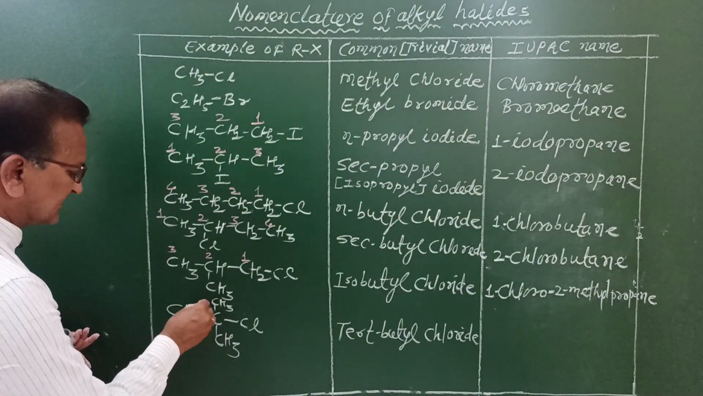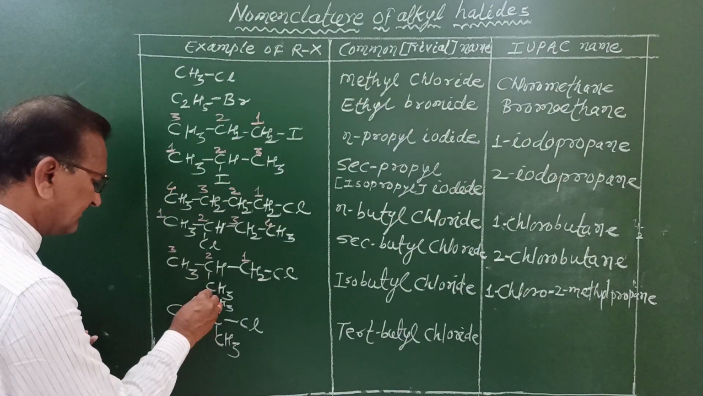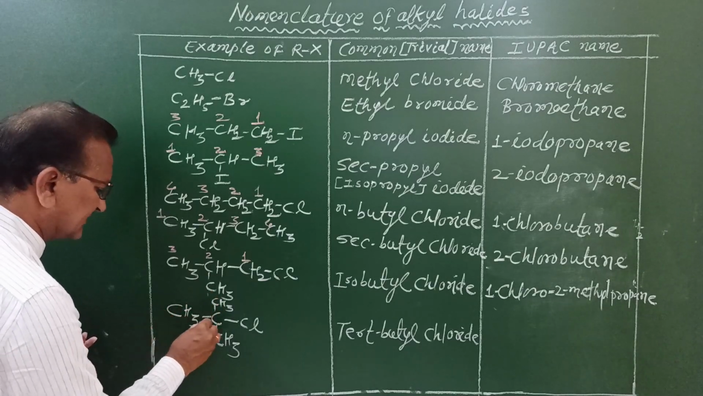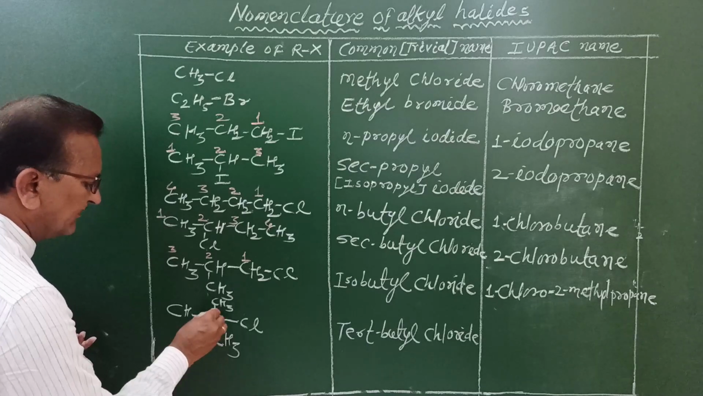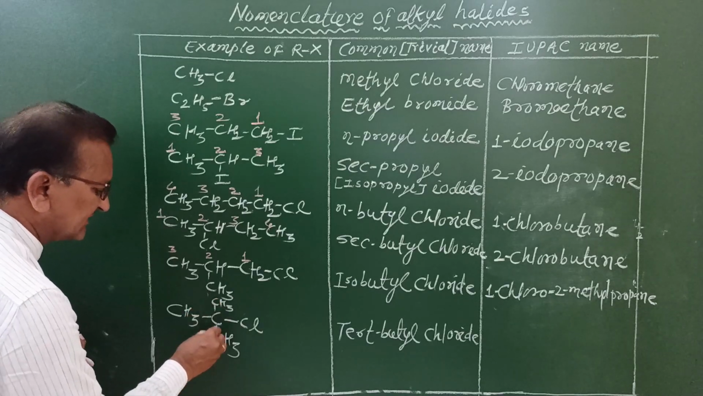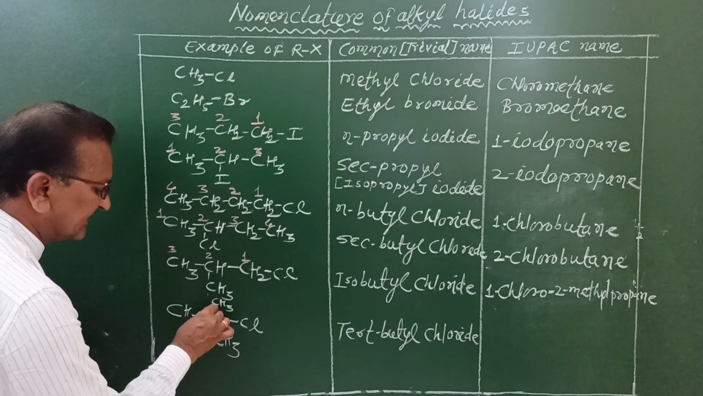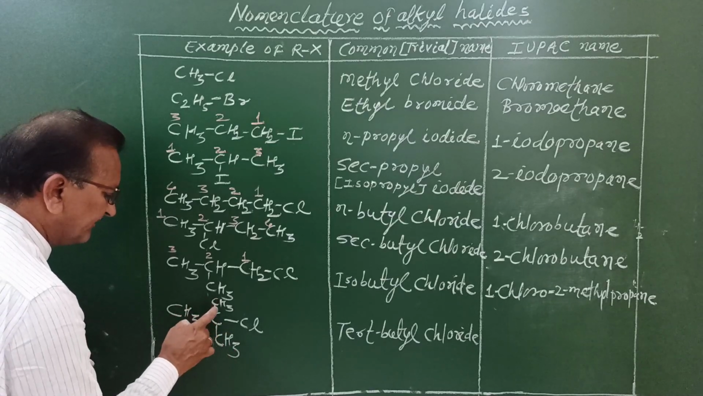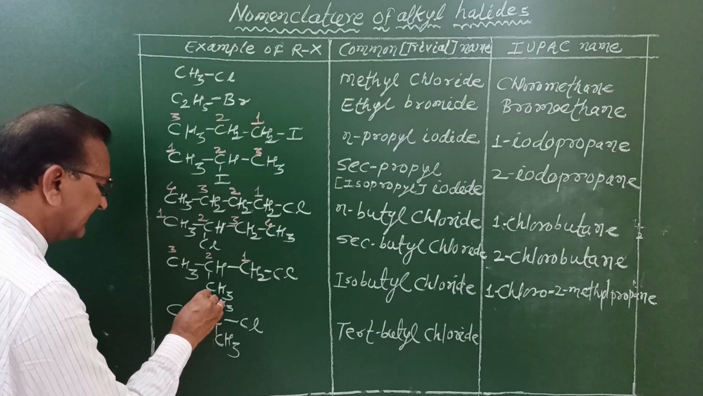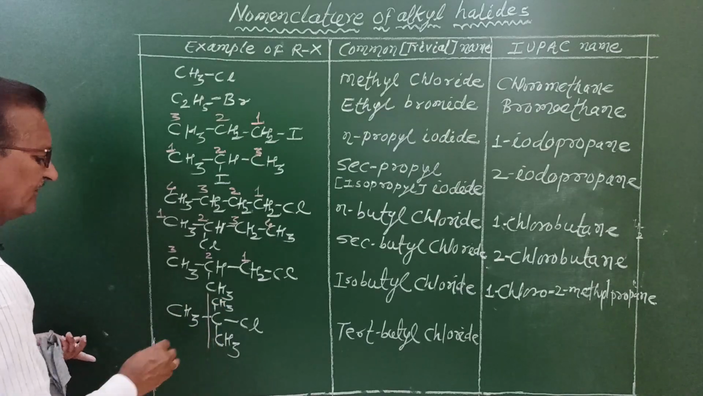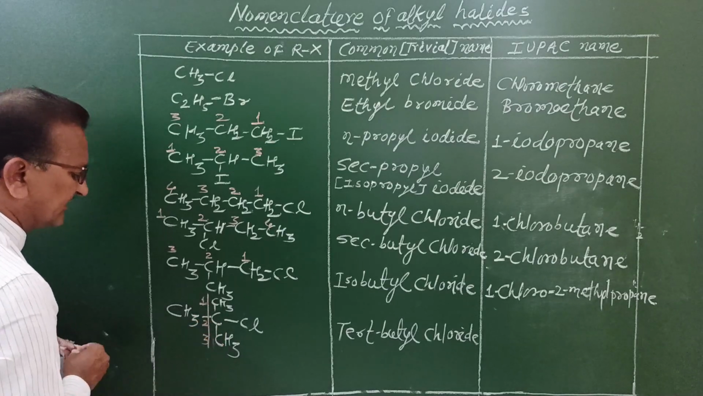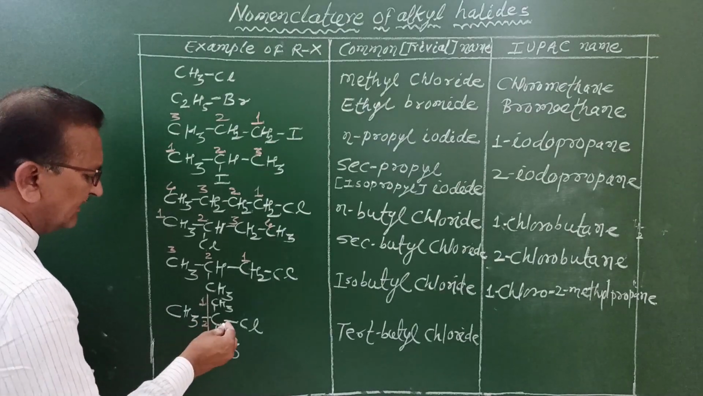Here you can select this chain as the longest continuous chain, or you can select this chain, or you can select this chain, because there are 3 chains and all these chains contain an equal number of carbon atoms: 1, 2, 3; 1, 2, 3; 1, 2, 3. So select any one of them. We'll select this chain, so this is numbered as 1, this is numbered as 2, this is numbered as 3.